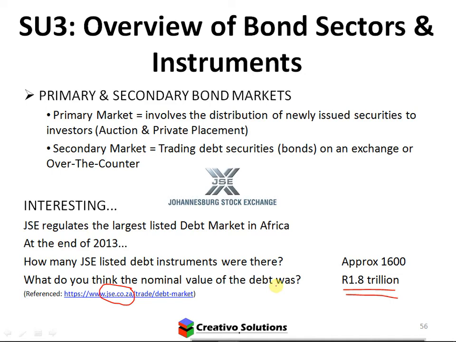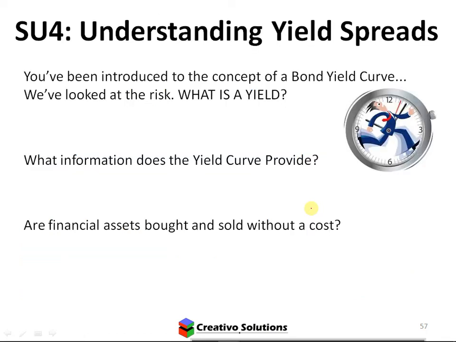Okay, so is this a big asset class? Would investors look at this asset class? Yes, because remember, 1.8 trillion is 1.8 trillion worth of assets that can be invested in. And someone else's debt is someone else's investment. Alright, so you've been introduced to the concept of the bond yield curve.